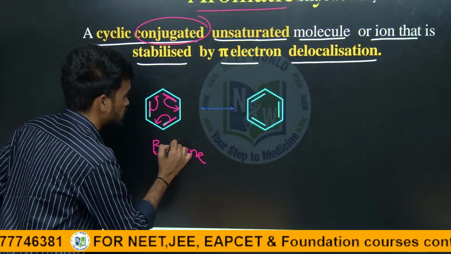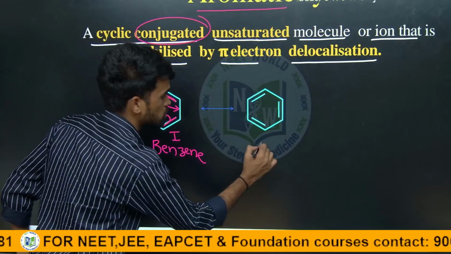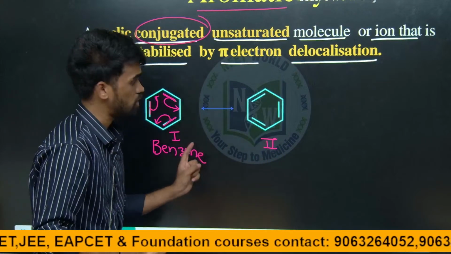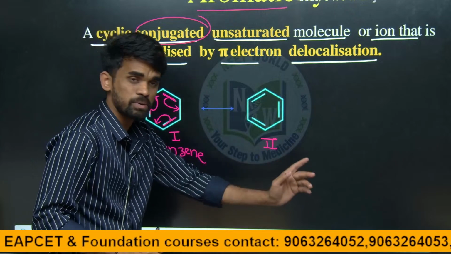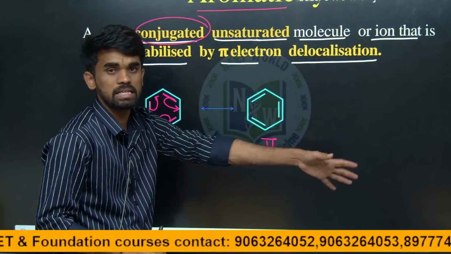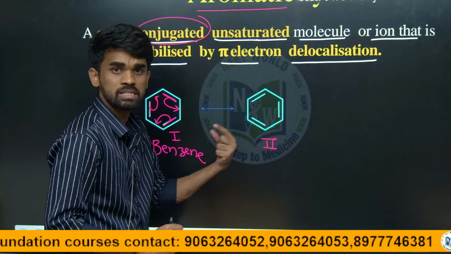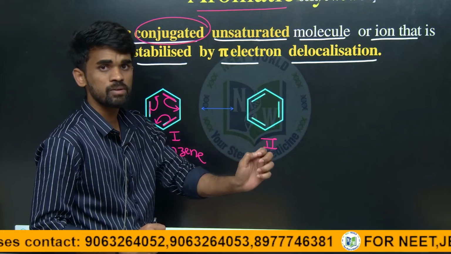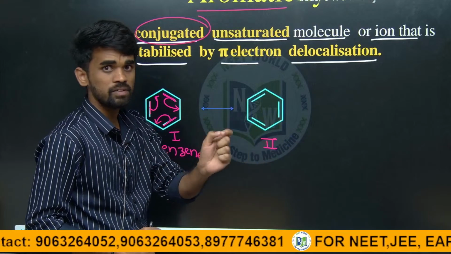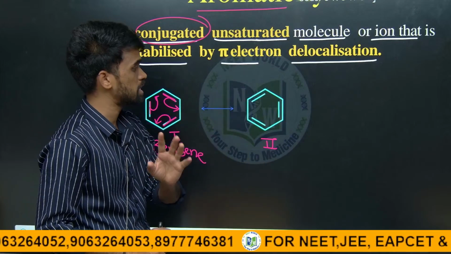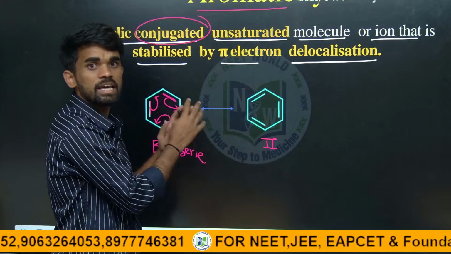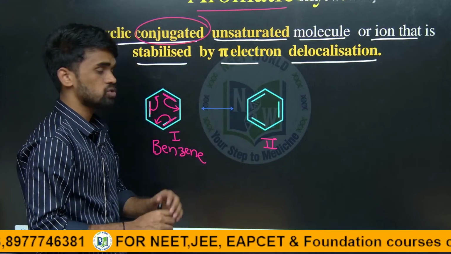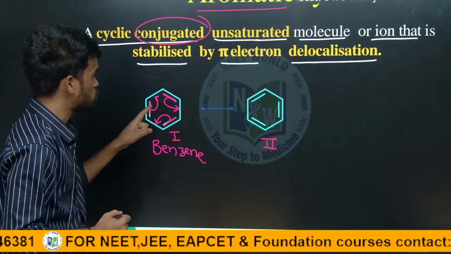This is the first resonating structure and this is the second resonating structure. We discussed resonance and how to write resonating structures in previous classes. If you are not aware of resonance and how resonance stabilization takes place, go through the playlist on the NEET World channel, with the name GOC resonance. Everything about resonance, and also how to calculate resonance energy, is given there.